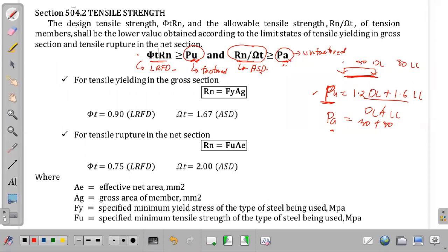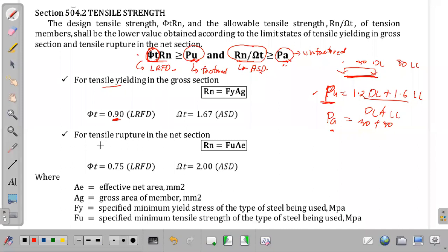Now, sa LRFD, ano na yung magiging phi natin? Ano yung magiging value ng phi natin? Okay. So, tignan nyo dito. Meron tayong value ng phi. Okay? So, ang value natin ng phi T or yung ating limit or yung resistance factor natin, phi T. Pagka tensile yielding yung pinag-uusapan natin, ang phi natin is 0.9. Okay? Yung resistance factor natin is 0.9.